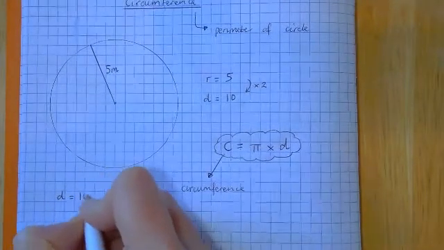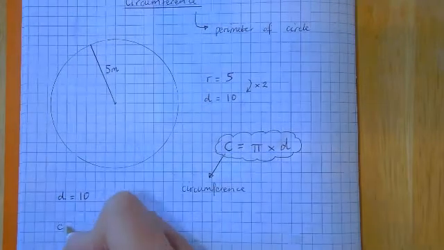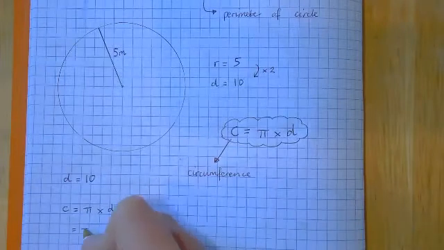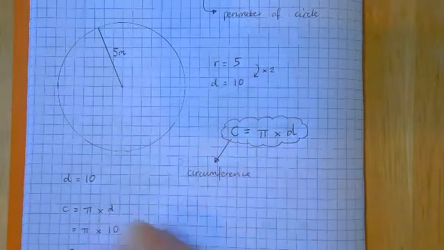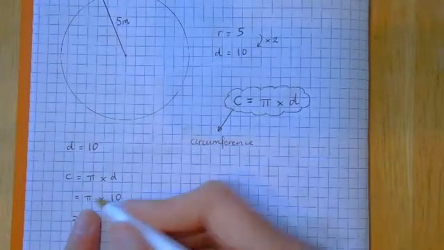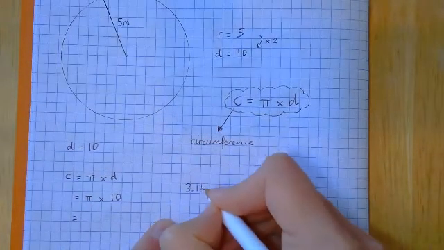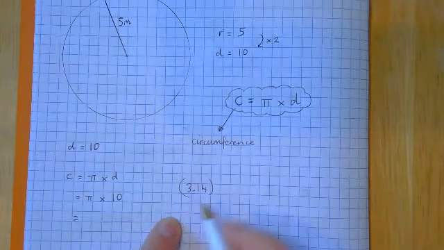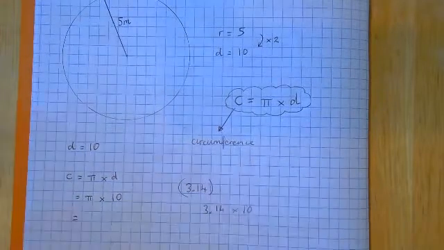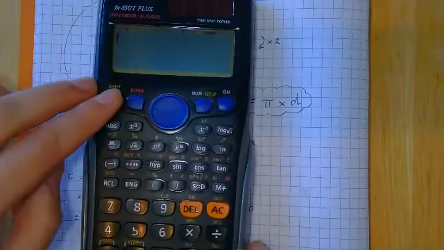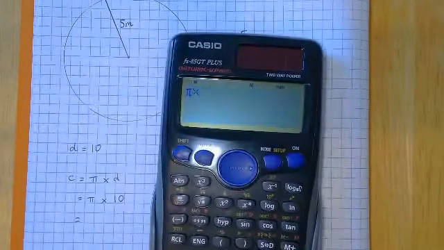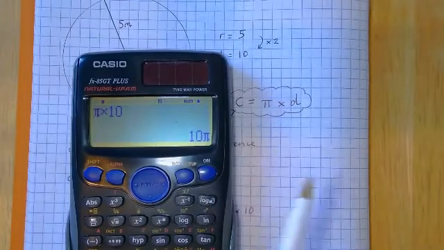So let's have a look at this question then. So I've got that diameter is 10. I've already worked that out. So circumference equals pi times diameter, which is pi times 10. Right, now this is very much a calculator exercise. If you don't have a calculator, instead of pi, you're going to type in 3.14 times 10. We're going to use the pi button though. So I'm going to press shift times 10. So I've now got a pi and I'm going to put times 10.